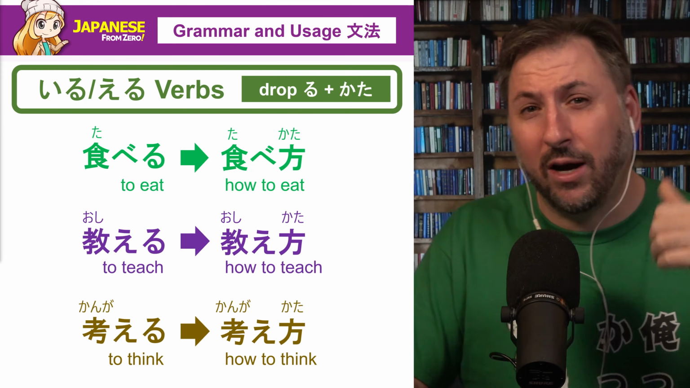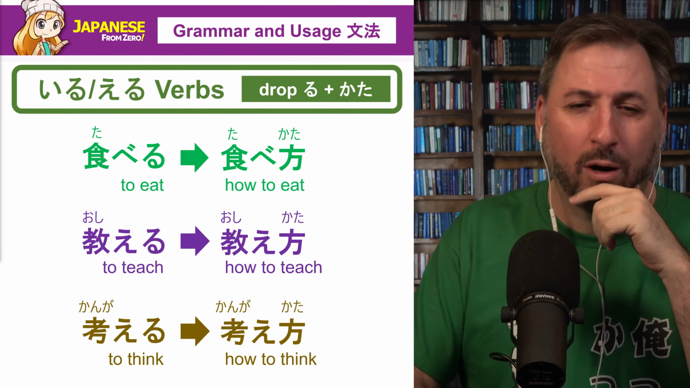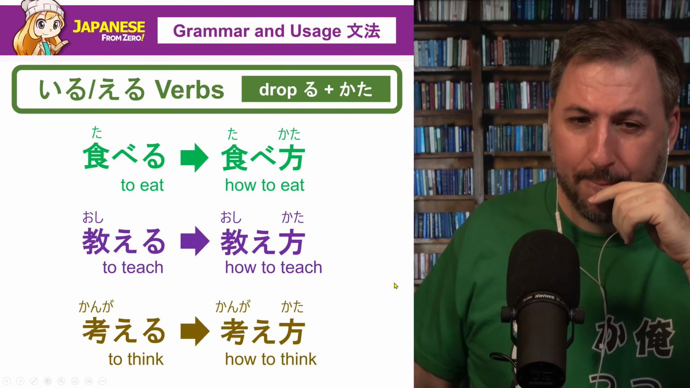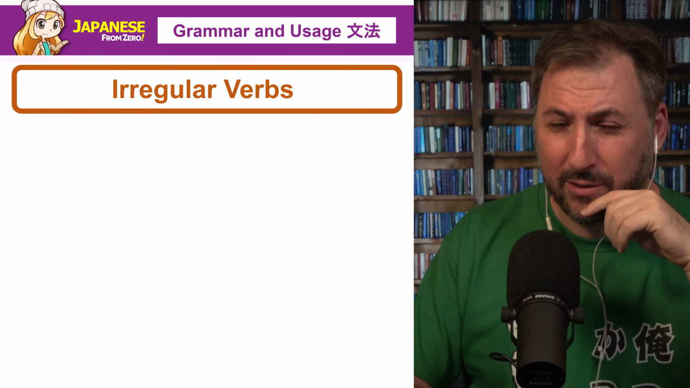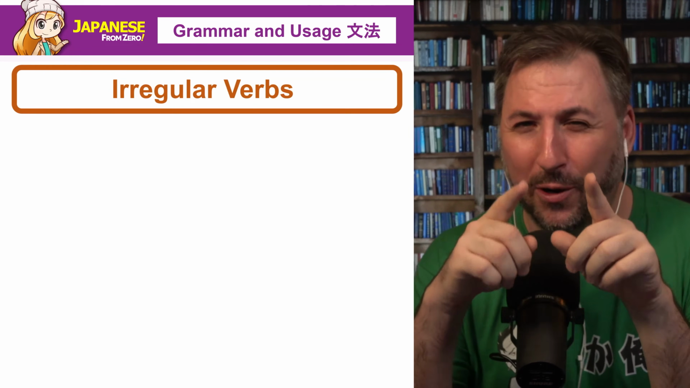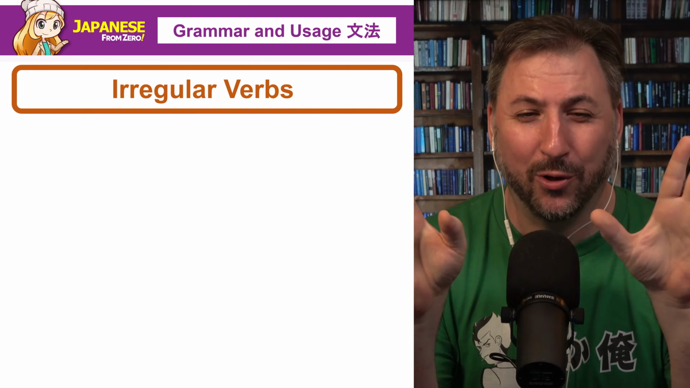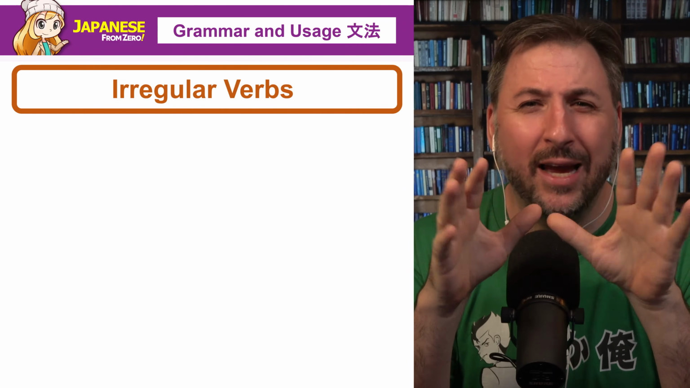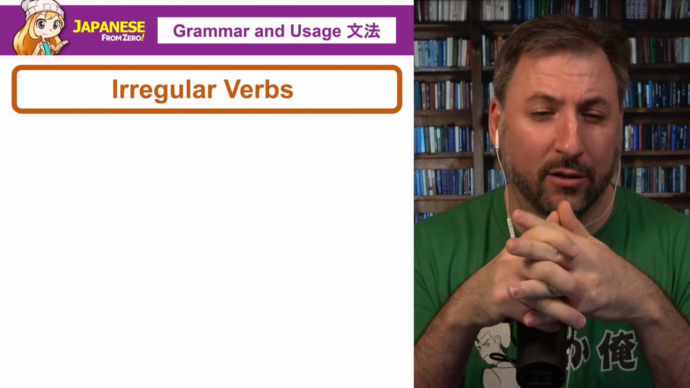All right. So we've covered regular verbs and iru eru verbs. But what about irregular verbs? How many irregular verbs are there according to Japanese from Zero teaching, from our books? How many are there? I'll take the true answer too. How many actual irregular verbs are there?